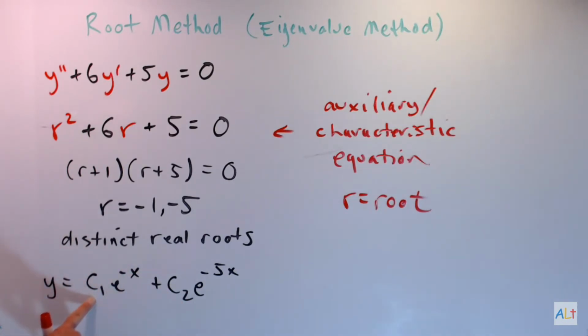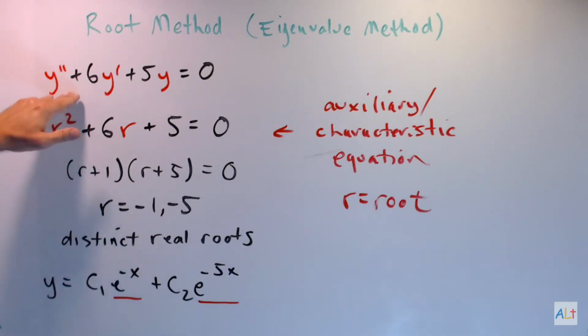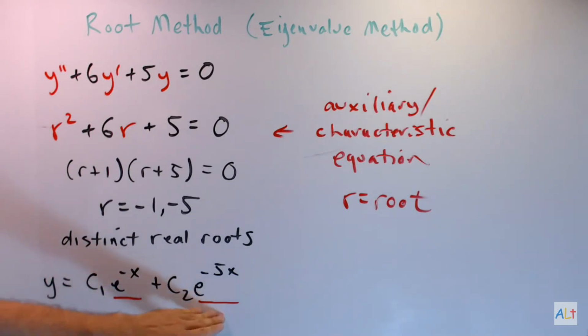Now, if C1 happens to be equal to 1 and C2 is equal to 0, then your solution will just be e to the power of -x. Similarly, if C1 is 0 and C2 is 1, then e to the -5x will be a solution. So each of these is a solution by itself, and then any linear combination of the two will also be a solution. And with a second-order equation like this, you should always expect to see two linearly independent solutions.